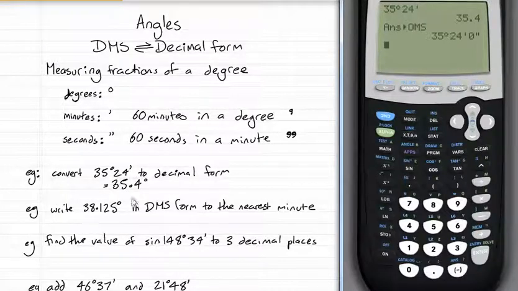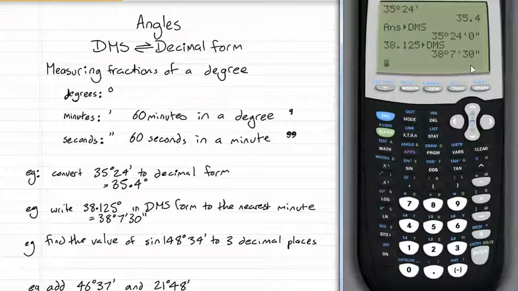So the next question, I've got a decimal, I need to get this into DMS form. Just enter our decimal, 38.125. You don't need to say that this is degrees. And we saw how to do this. To get to DMS form, second function, angle, 4, DMS please. Now we have 38 degrees, 7 minutes, and 30 seconds, but we need to the nearest minute.